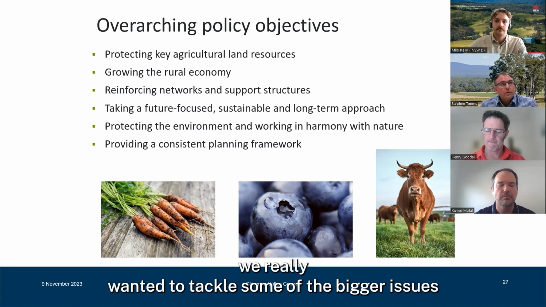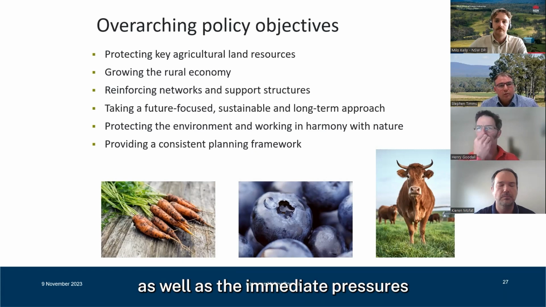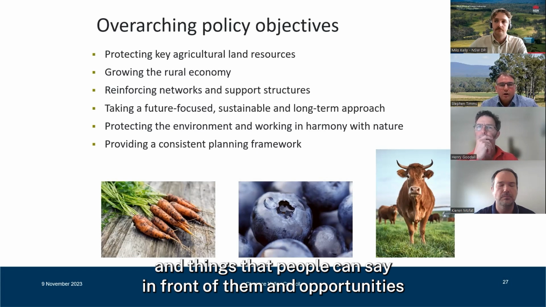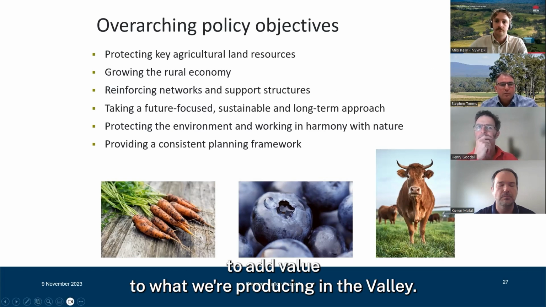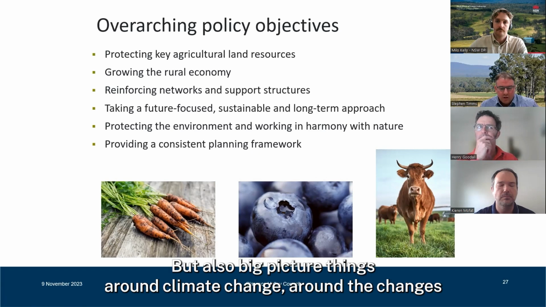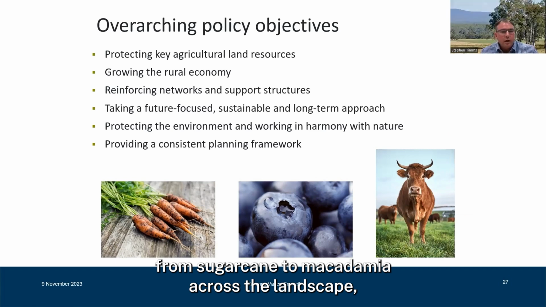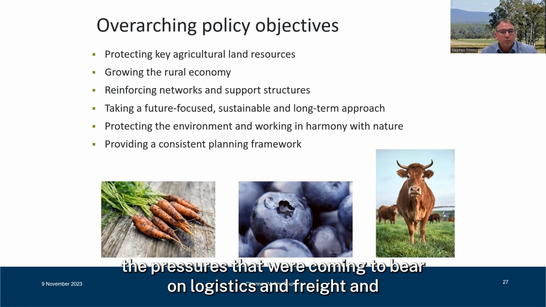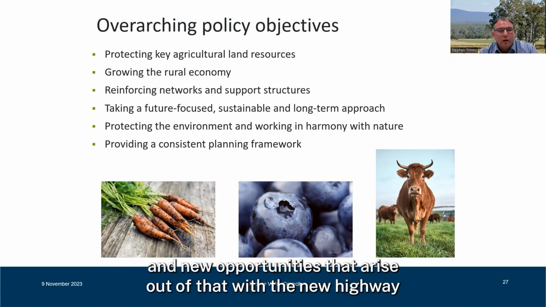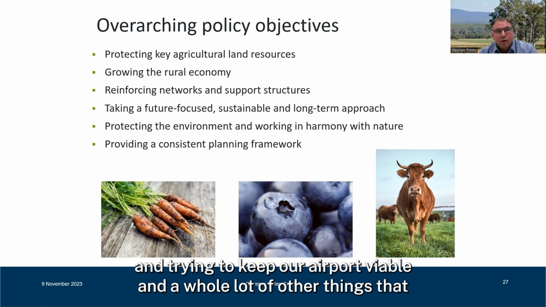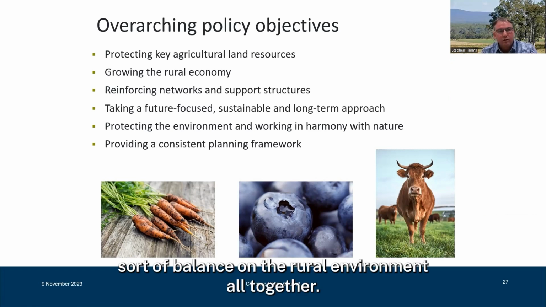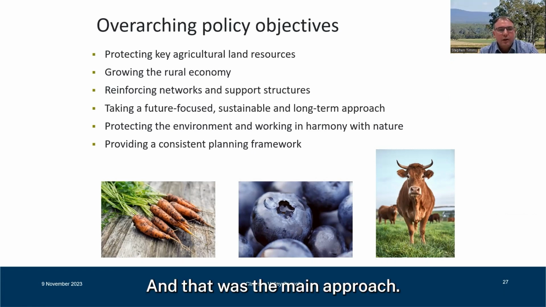And we really wanted to tackle some of the bigger issues as well. There are the immediate pressures and things that people can see in front of them and opportunities to add value to what we're producing in the valley, but also big picture things around climate change, around the changes from sugarcane to macadamia across the landscape, the pressures coming to bear on logistics and freight and new opportunities that arise out of that with the new highway, trying to keep our airport viable, and a whole lot of other things that sit outside the rural environment, all interlinked together. So that was the main approach.